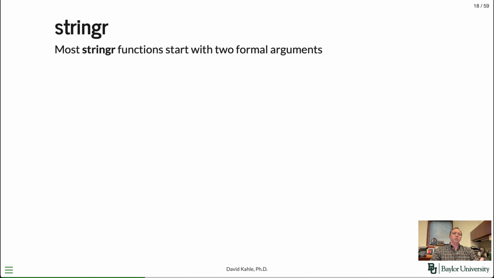Now, you should know something else about stringer functions as well. They almost always have the first two formal arguments. The first formal argument is a string, and that's the string that's going to be processed, okay? Very frequently it's a character vector with many different elements, each of those elements holding a different bit of textual data. So for example, if it's a book, maybe it's every sentence, or maybe it's every chapter. If it's Twitter data, maybe it's different tweets, things like that, okay? That's the first formal argument of almost every stringer function.